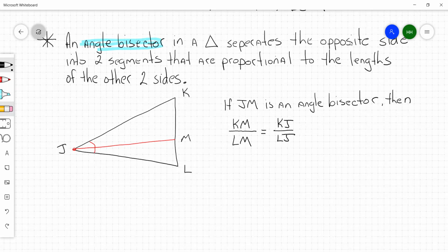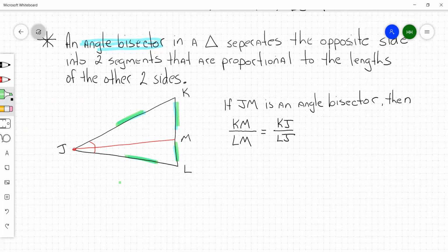Y'all see it? If JM is an angle bisector, then this piece over this piece is going to equal this piece over this piece, and vice versa. Okay? If that's an angle bisector, you can also say that if JM is an angle bisector, then JK over KM will be equal to JL over LM.